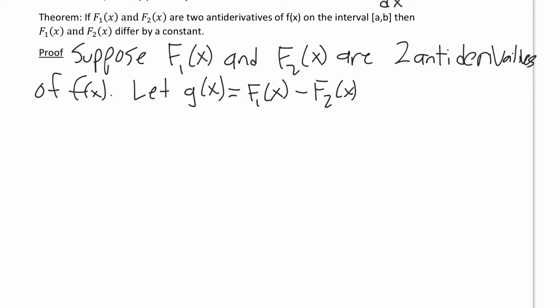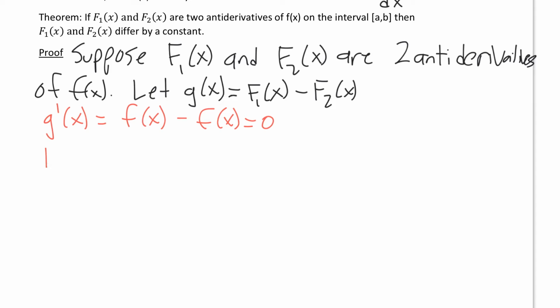Now, when we investigate the derivative of g of x, we find something very interesting. g prime x equals, well, the derivative of f1, since it's an antiderivative, is just f of x, and the derivative of f2 is also f of x. So we find that the derivative of g of x is going to be 0 for any x. Now what we can do is apply the mean value theorem.